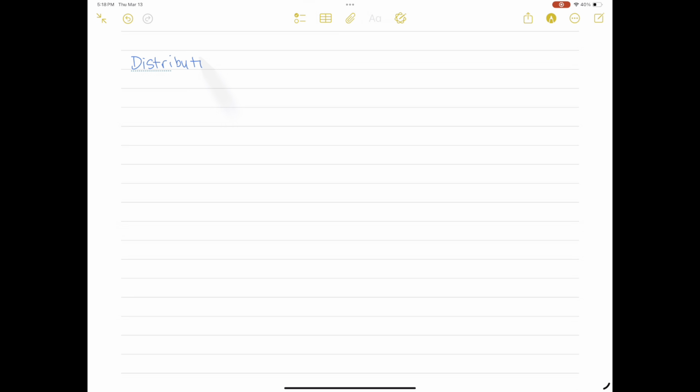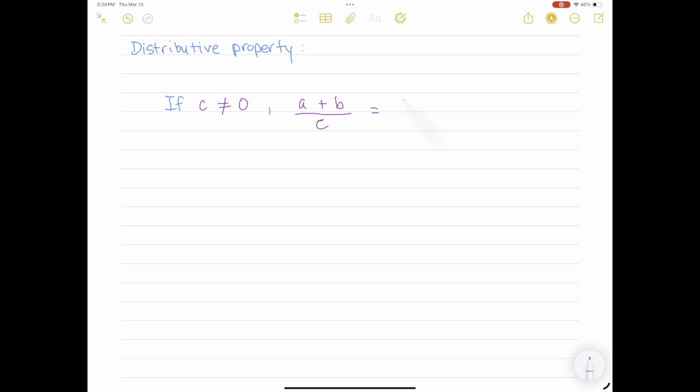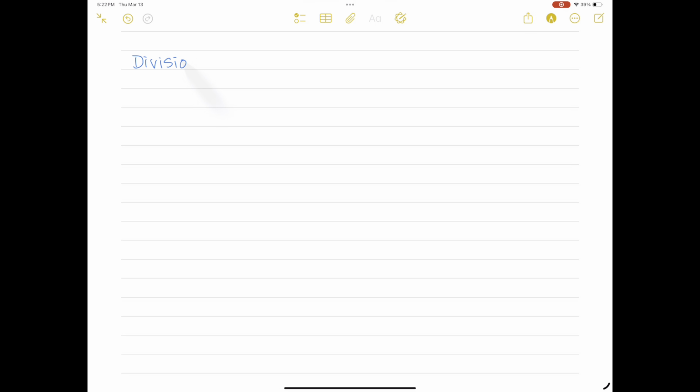Distributive property. If c does not equal 0, then a plus b, all divided by c, equals a divided by c plus b divided by c. And a minus b, all divided by c, equals a divided by c minus b divided by c. I know this all seems very confusing right now, but it will become clearer as we do practice problems.